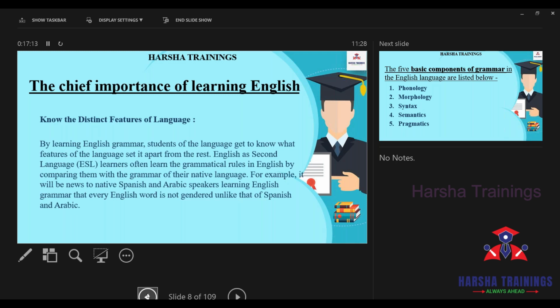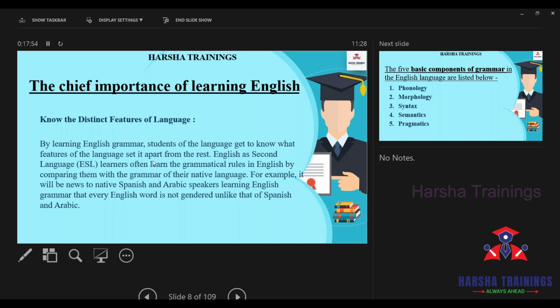English for us is not native. We are non-native speakers, so English becomes our second language. As second language learners, we often learn English grammar rules by comparing them with the grammar of our native language. If people are from AP or Telangana, they try to compare it with Telugu. From Karnataka, they compare with Kannada. Similarly, Kerala, Malayalam; Tamil Nadu, Tamil; or North Indians, Hindi, Punjabi, their own native language. So they keep comparing it.